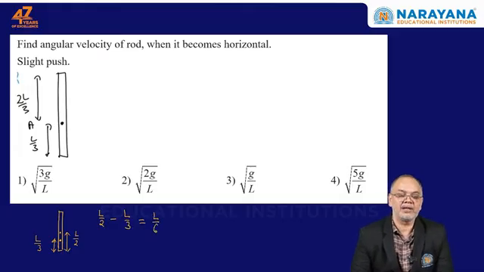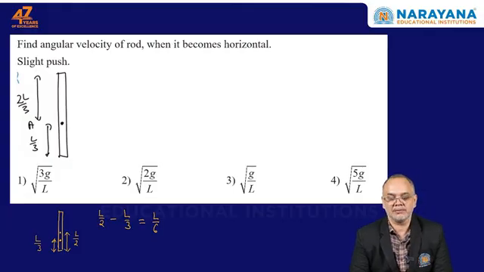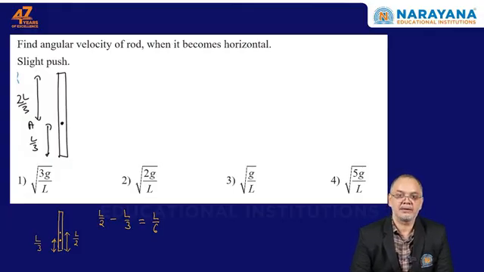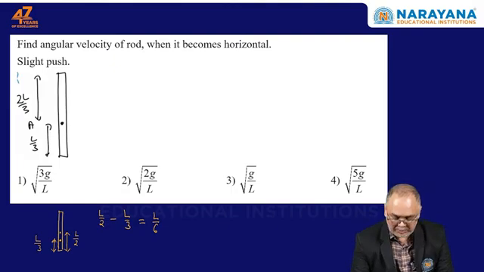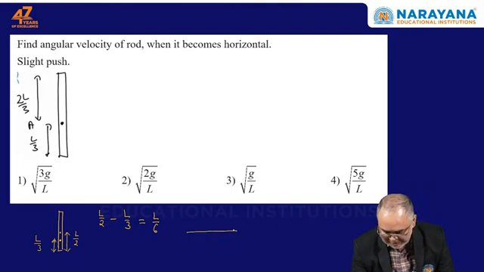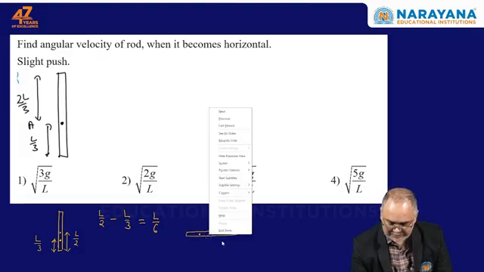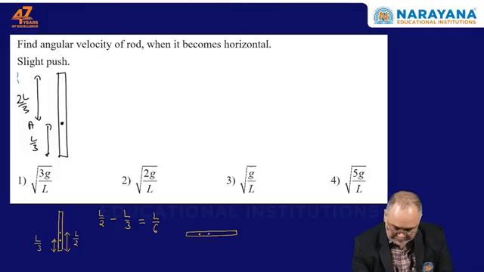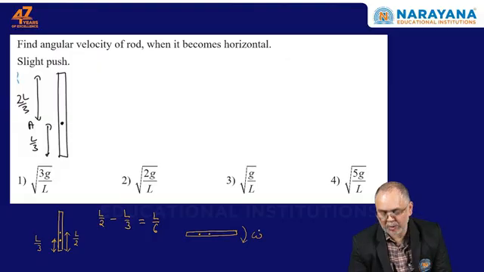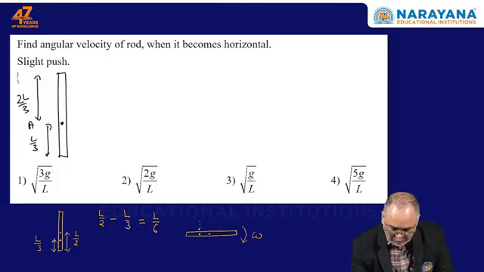Now from here we are giving a very slight push. Because of that, what will happen? The rod will start rotating. So we have to find the angular velocity when the rod becomes horizontal. Let us say this is the final situation, where the rod becomes horizontal. Now the center of mass is at this position, and let us say at this position the angular velocity is omega. You can see clearly, initially the center of mass was L by 6 height above the hinge point. Now it has moved down L by 6.